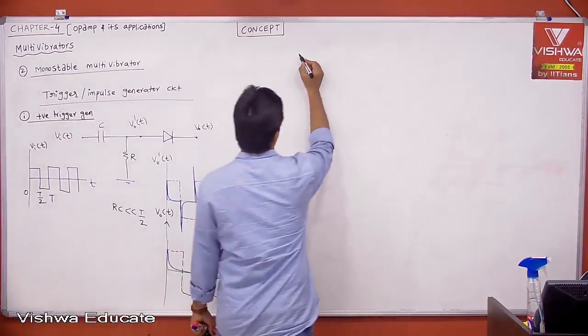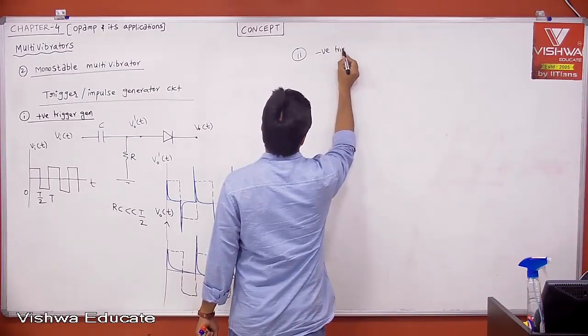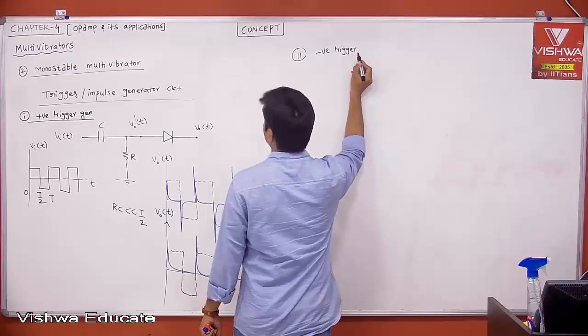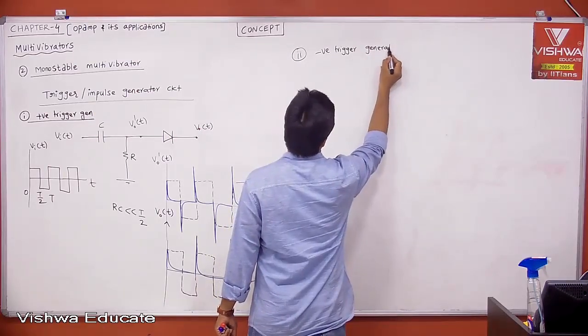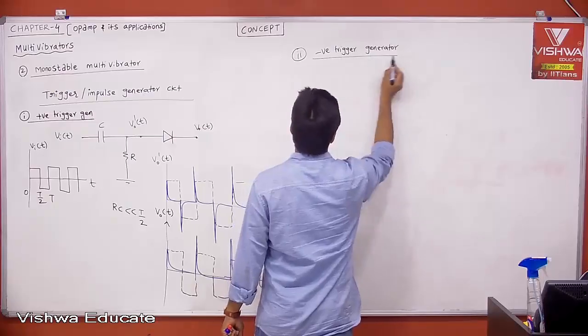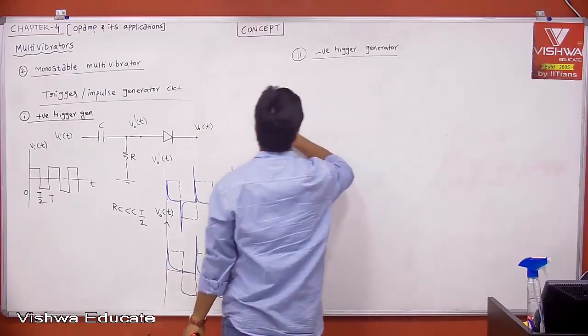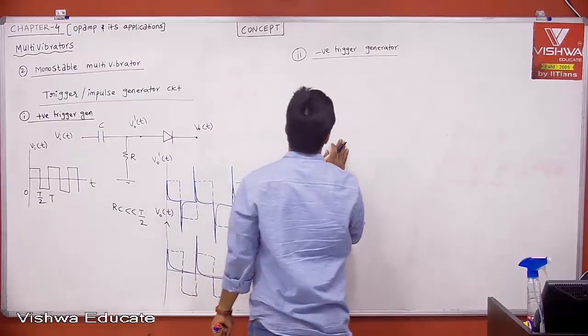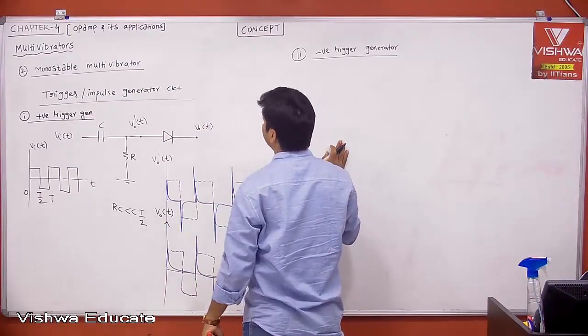Now case 2, homework: negative trigger generator or negative impulse generator. Anything is fine. But practically it is a trigger, not an impulse. Impulse means having very high amplitude and area equal to 1. The area under the impulse is 1, but this is not an ideal impulse. That's why I am calling it a trigger circuit.